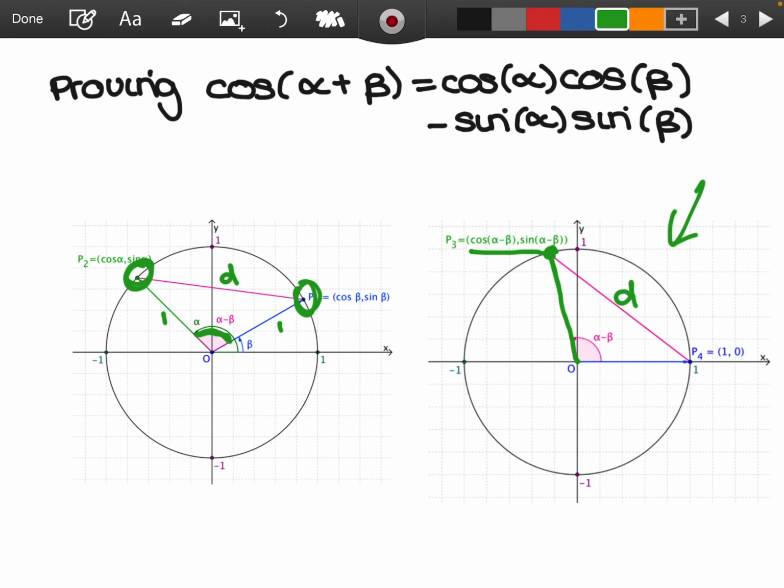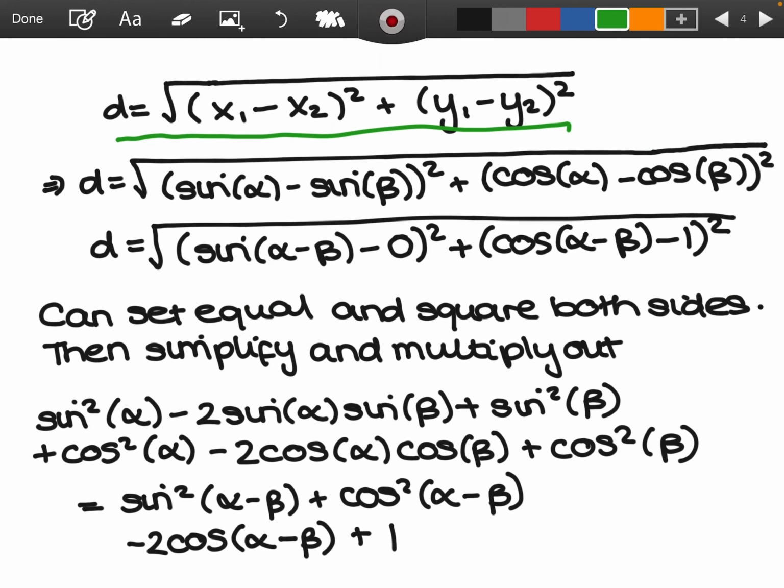So I'm going to use that distance formula again. I've taken my 2 y coordinates and subtracted them and squared it, and taken my 2 x coordinates, subtracted them and squared it. And then I know, because it's the same triangle, these 2 distances must be exactly the same. So you can set them equal to one another. So you set them equal, and because they're both under a square root, I'm going to square both sides to simplify it. And then we're just going to multiply the whole thing out, because we've got sine alpha minus sine beta squared. So I'm going to square that parenthesis to get sine squared alpha minus 2 sine alpha sine beta plus sine squared beta.